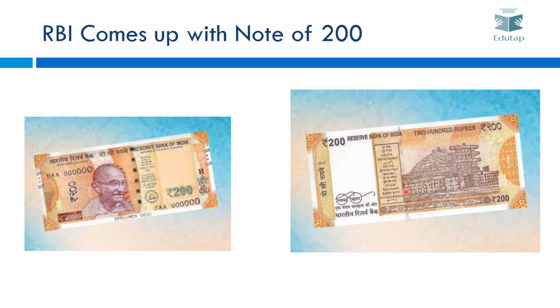At the back of the note there are two important observations. First is that there is a motif of Sanchi Stupa, and there is also a Swachh Bharat logo at the back of the note.